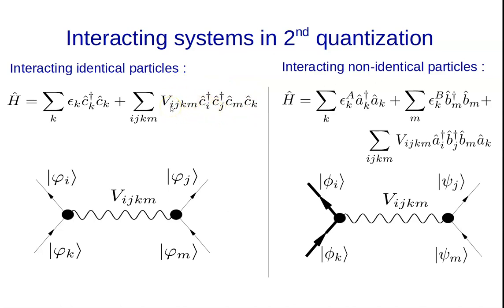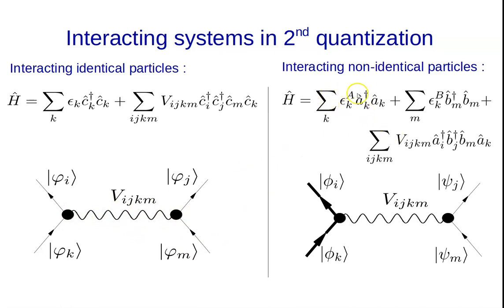And remember that index i here is at the same position as state k. So when you write this integral, i and k are in the same position, and j and m are also in the same position. So this is how the diagram looks, right? You destroy particles in states k and m, and you create particles in states i and j. i and k are in the same position in space, j and m are also in the same position in space, and this is the interaction between them.